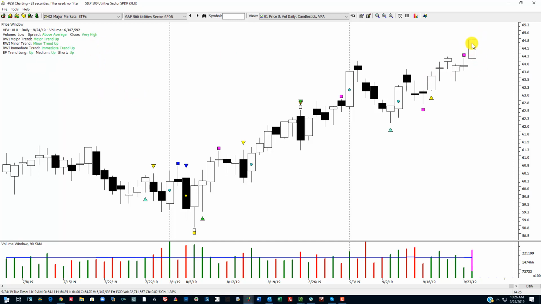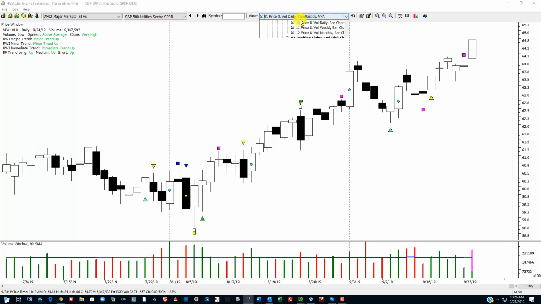I make sure that I click on the last candle, and this gives me the up-to-date information, not only end of day but intraday. So this candle represents the intraday, and you can see that the volume is heavy today, or it's projected to be heavy. Green is the current volume. The magenta portion of the line indicates what the projected volume is.